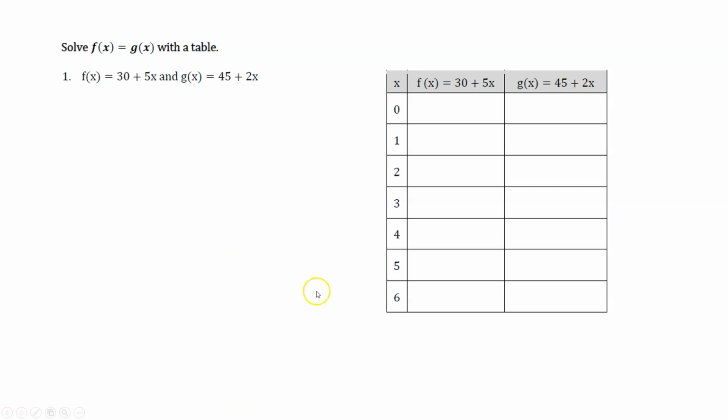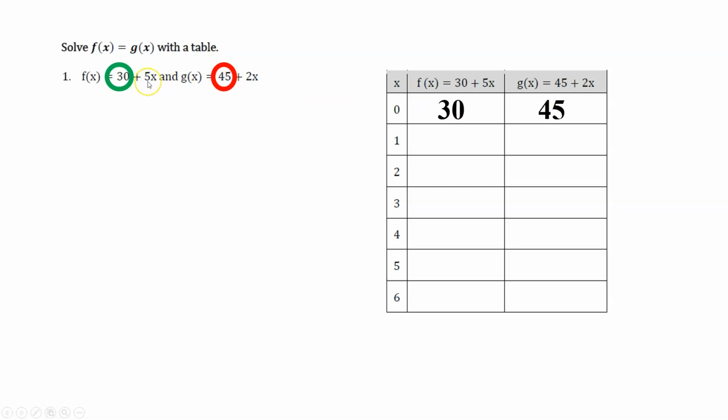All right, so we're back at it with 7.2. So here's our table. Notice that we're going to start with 30. That's that number right there. And for the next one, we're going to start with 45. That's that number right there.